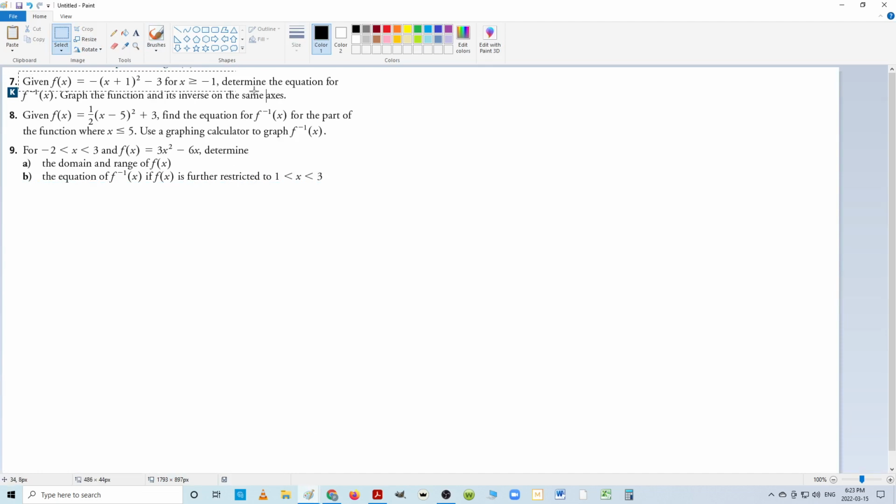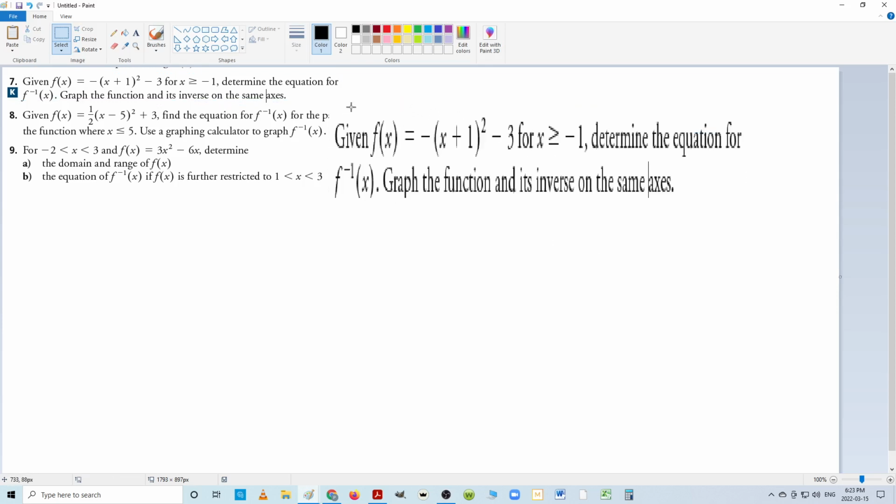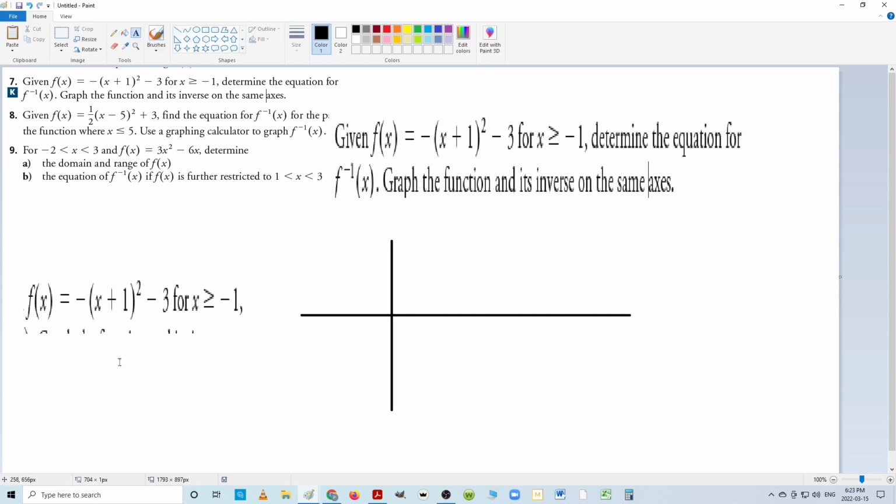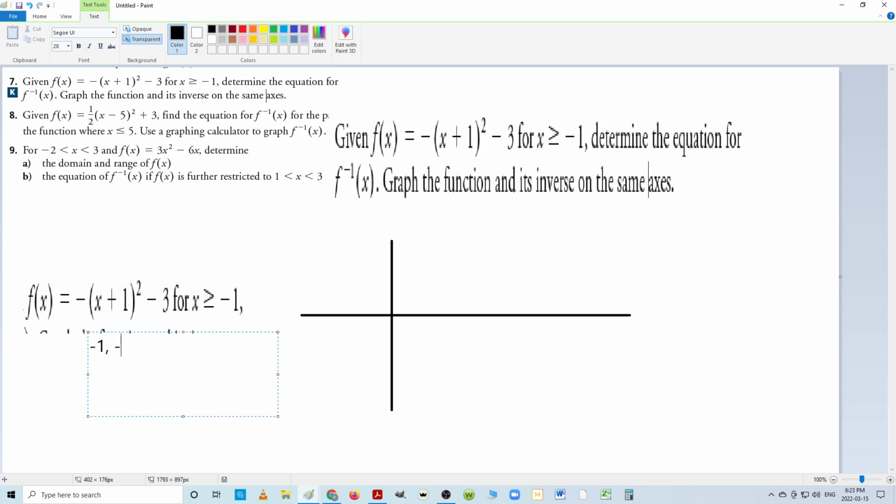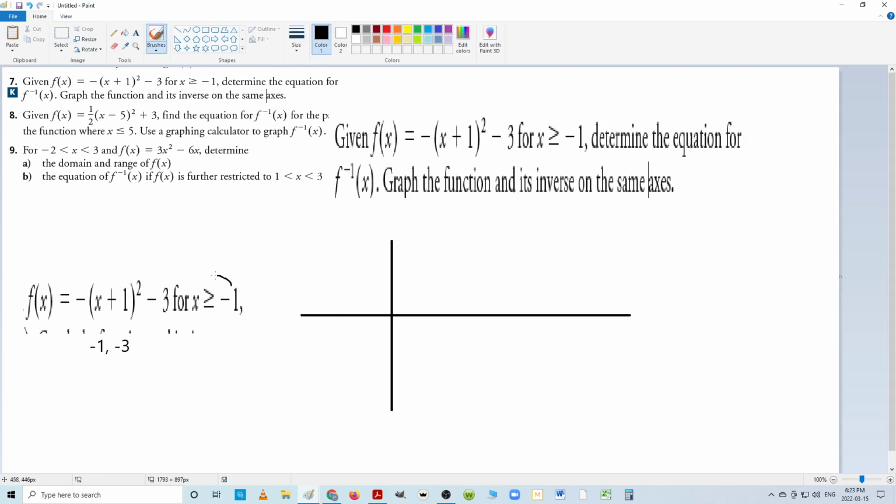Determine the equation for the inverse of this. So if we look, this is going to be a quadratic, and they only want us to consider x above minus 1. So they only want us to consider the right side of this. And if you look at the vertex, you can see it right there. The vertex is minus 1, comma minus 3. Since we're only considering x bigger than minus 1, which is the vertex, we're only going to be interested in this side of the graph.